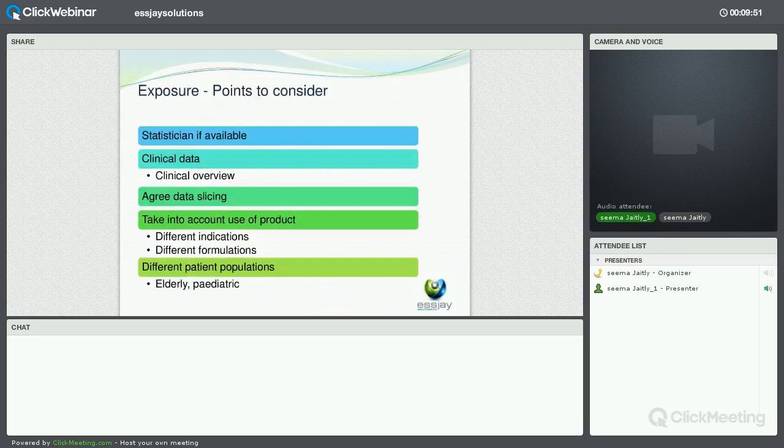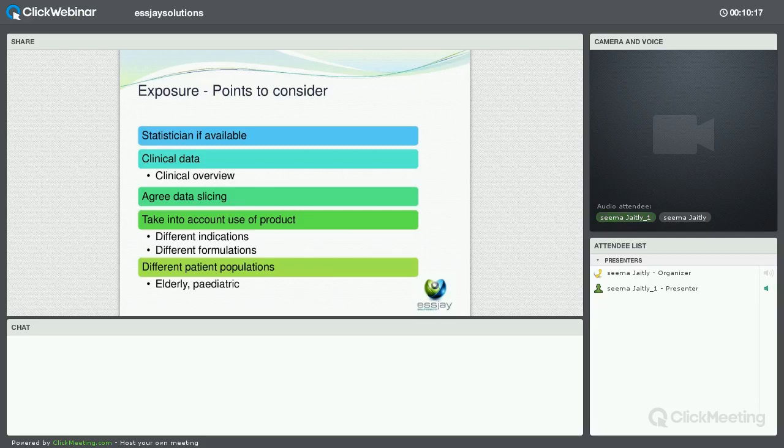Now, the points to consider for exposure is really where you're going to get your data from. And it depends on your product, depends on how old your product is. If it's a new product, you're probably going to have a lot of clinical data available. Useful to have your statistician there then to help you to stratify that information. If it's an older product, you may well not have that clinical data, and you might need to go to some of your older documents like your clinical overview.